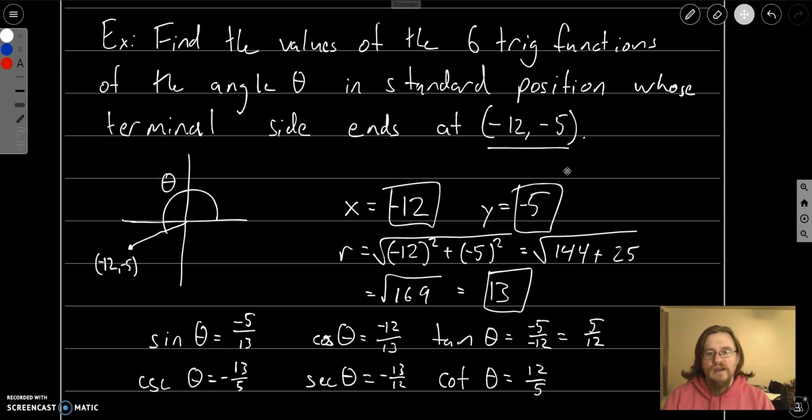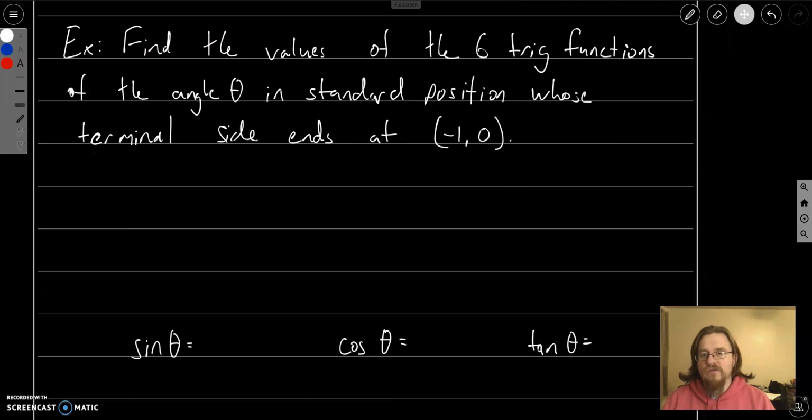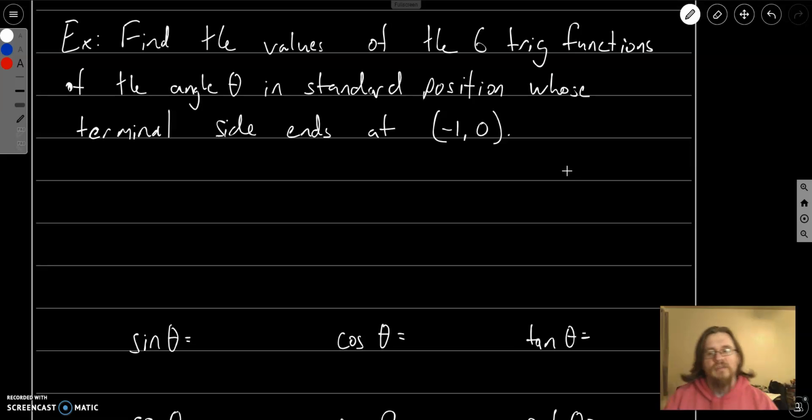Hello and welcome back. We just took a look at finding some values for some trig functions. Let's do another example, and we'll see that something a little bit interesting happens with certain angles. So let's find the values for the 6 trig functions for the angle theta in standard position.